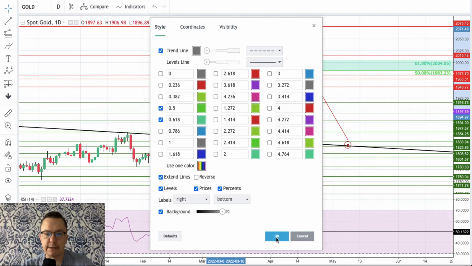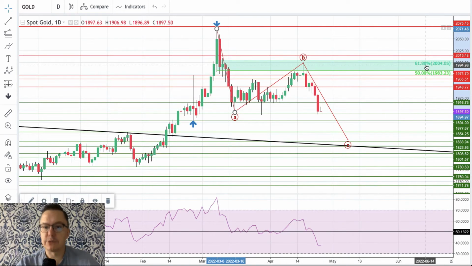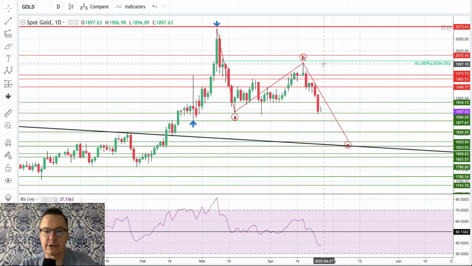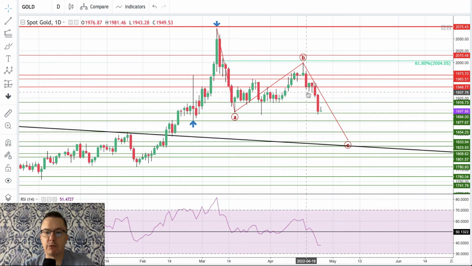So 38 is no longer valid. Almost retraced 61%. That's what I meant. So the high was 2000, 61% was 2004. It's $4 short of the 61% retracement. High of the wave B, wave A, B, wave C, brilliant corrective pattern, and now 1, 2, 3, 4, 5 to the downside, and we have wave C.